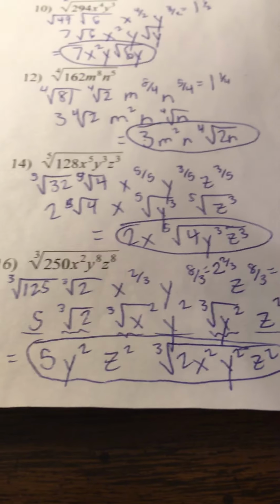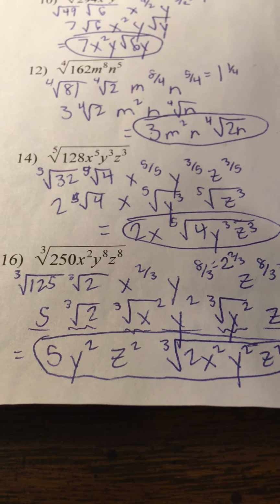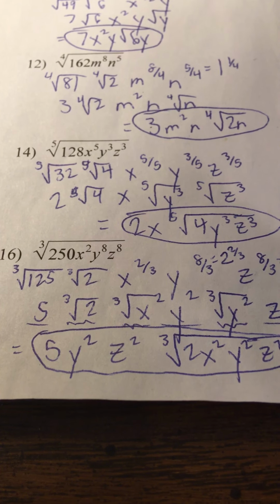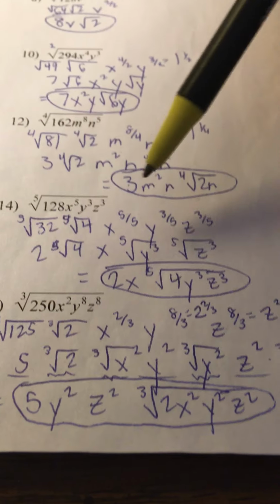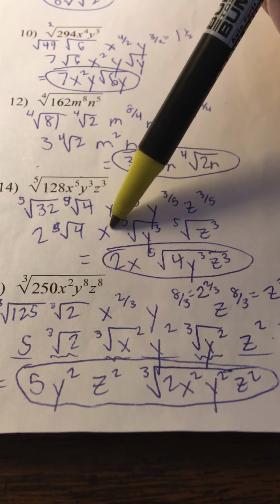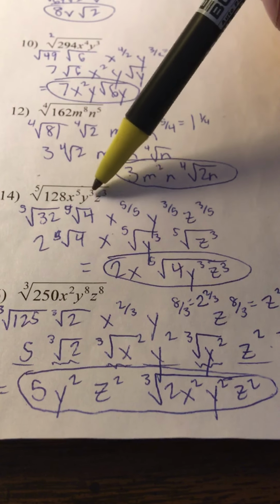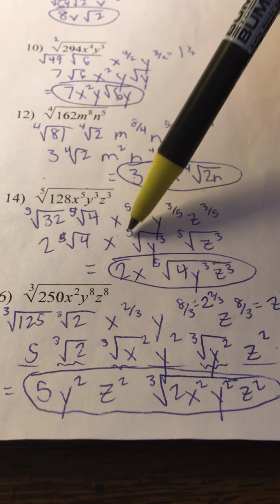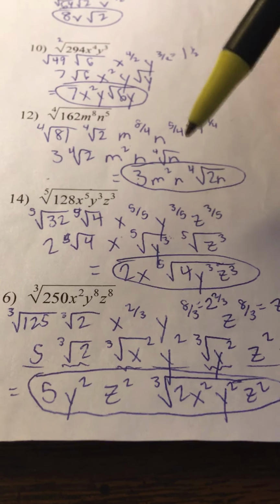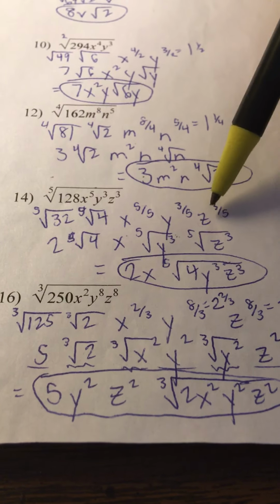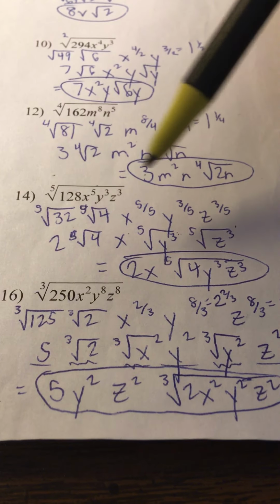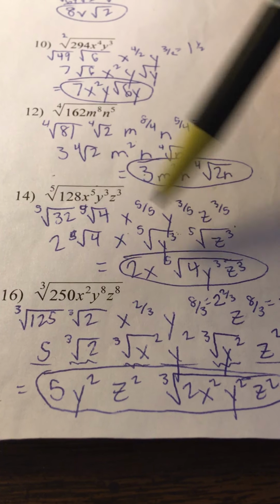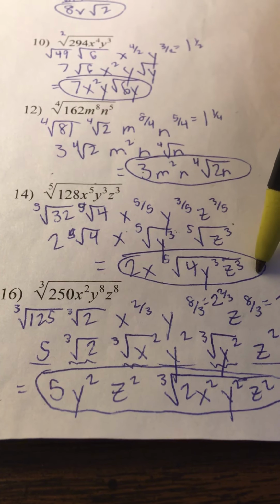And then last couple problems, number 14. Should look like that. Split up 128 into 32 times 4. 5th root of 32 is 2, so 2 5th root of 4. You get x to the 5/5 power, so x to the 1. You have y to the 3/5. Can't divide that, so that's going to stay as 5th root of y to the 3rd power. And then same thing with z. Z to the 3/5, can't divide that, so that's going to be 5th root of z to the 3rd power. All right, so put it all together. You'd have 2x, and then 5th root of 4, y to the 3rd, z to the 3rd.